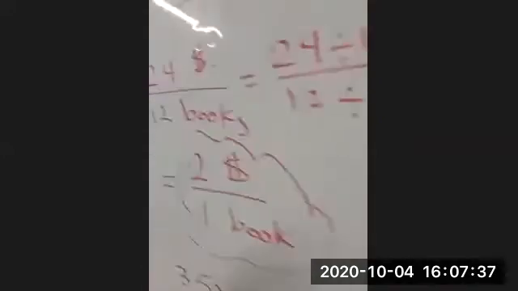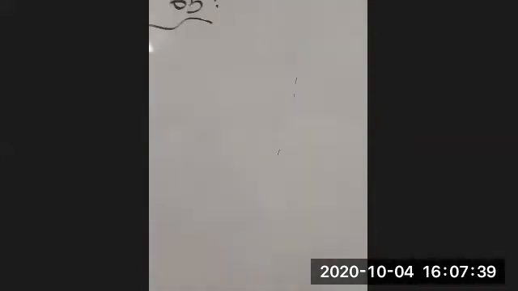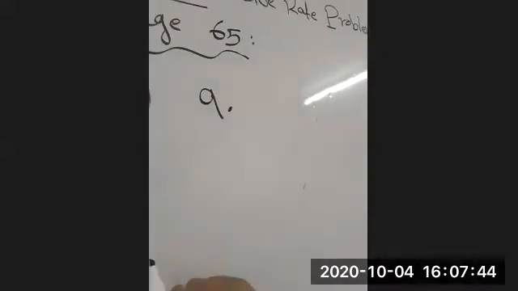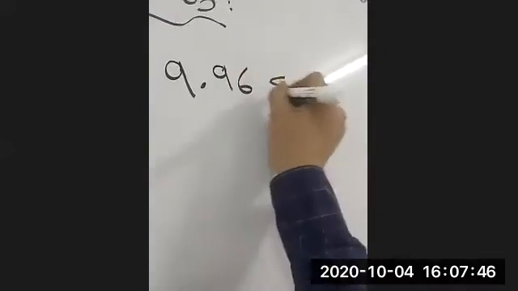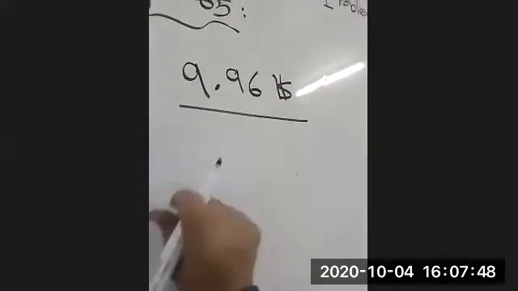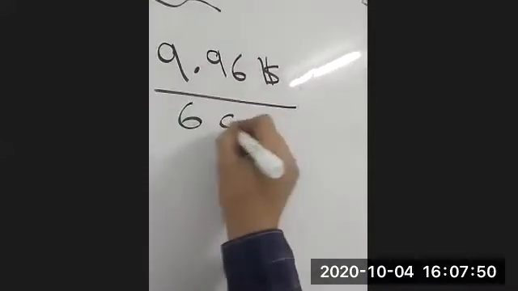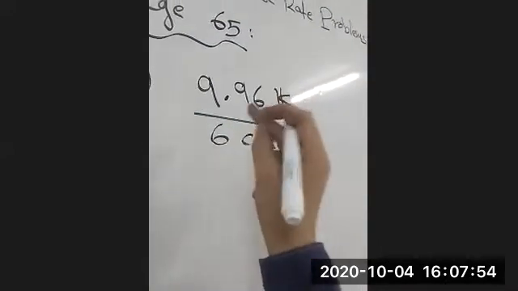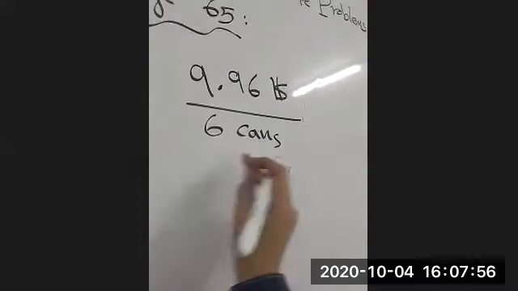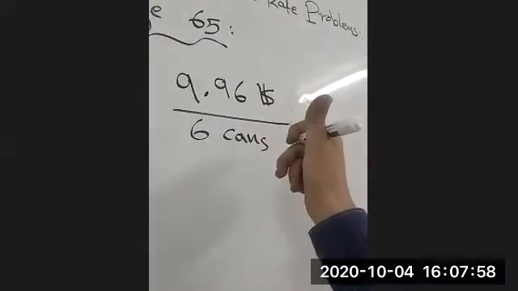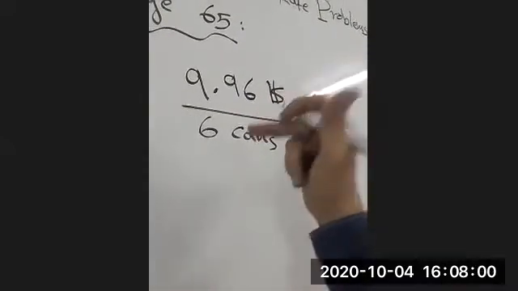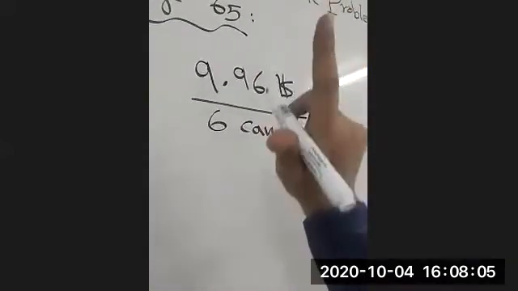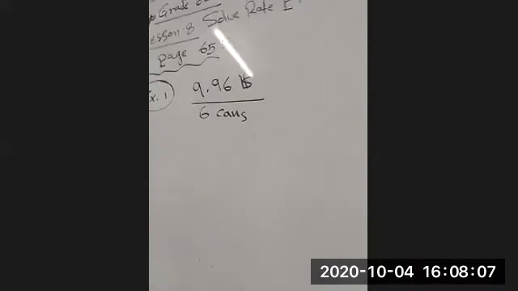$9.96. Wait, this is our first rate, guys. $9.96 for how many cans? 6 cans, okay? This is our first rate. $9.96 for 6 cans. Do not switch, guys. Down, number of items. Up, money. Okay, continue.